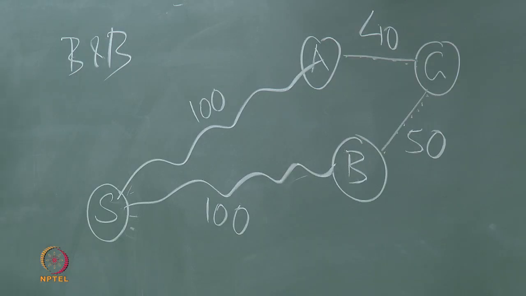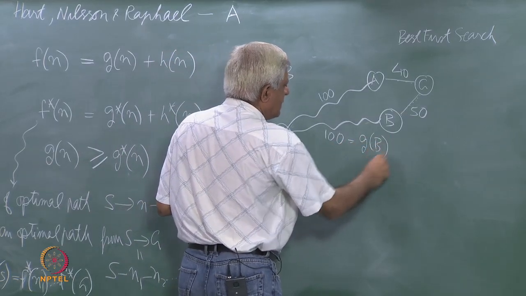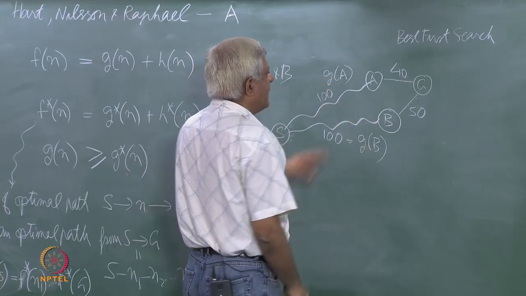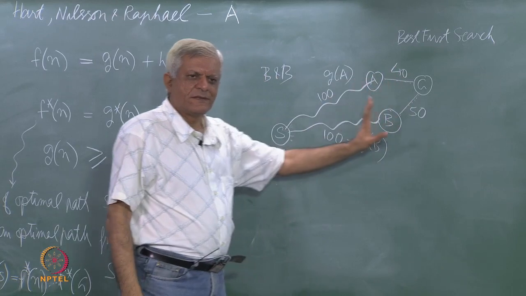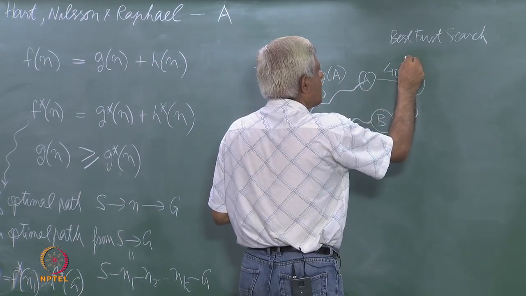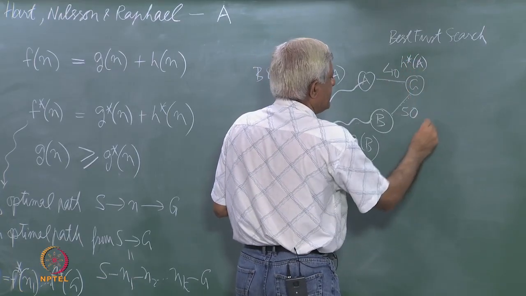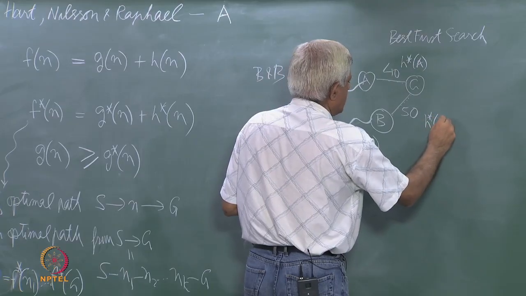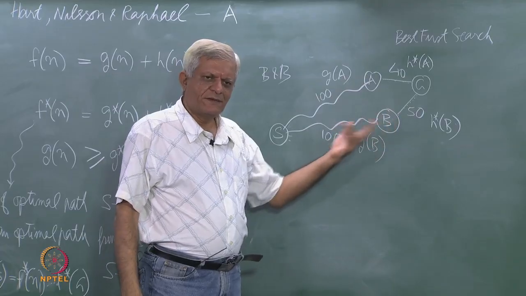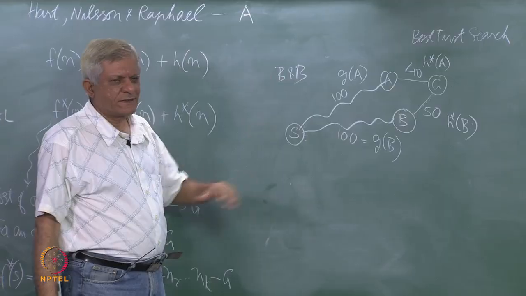So, what do we have? We have this 100 is equal to G of B, this is also equal to G of A, and that is the actual cost. H star of A is 40 and H star of B is 50. In this case, of course, if there is only one edge, it basically boils down to the edge cost essentially, but it could be more than one edge in principle.